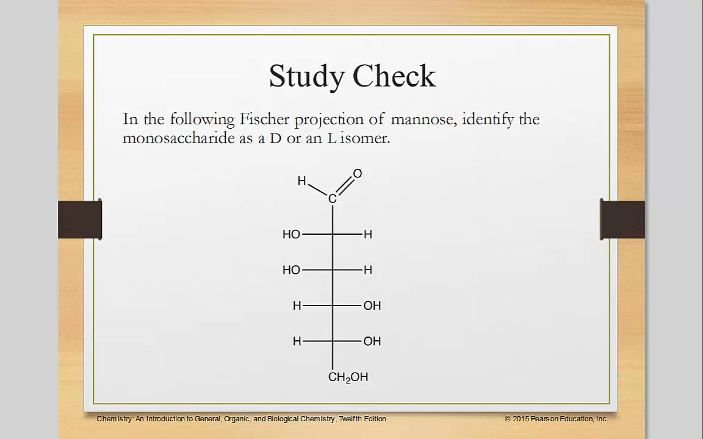So let's take this Fischer projection and identify the monosaccharide as D or L. Well, here's our carbonyl group. It's at the top. 1, 2, 3, 4, 5. The 5th carbon is the last chiral. It's on the right-hand side, so it's going to be D.